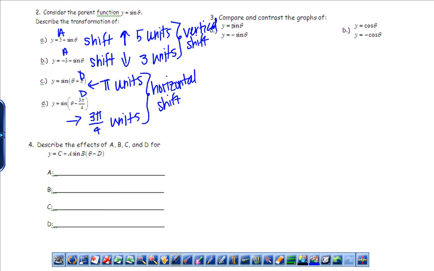Okay, it says compare and contrast the graphs of. So right here, this is still my A value in front. So what happens if I add a negative in front? And same with cosine.